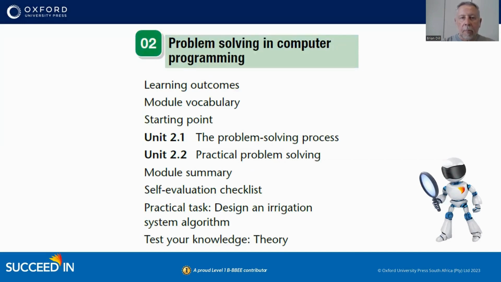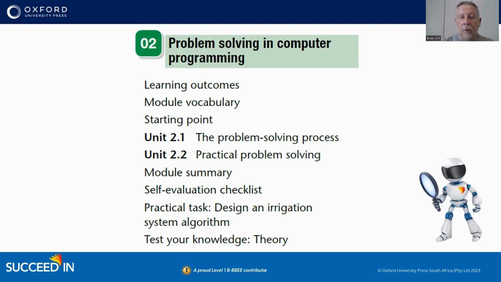The second topic is problem solving in computer programming, which is a reinforcement of what was done in the programming level 2 course. So unit 2.1 is about the problem-solving process, which is largely just a reinforcement of what was done in the level 2 course, and deals again with the steps of the problem-solving process and aspects such as the program development life cycle.